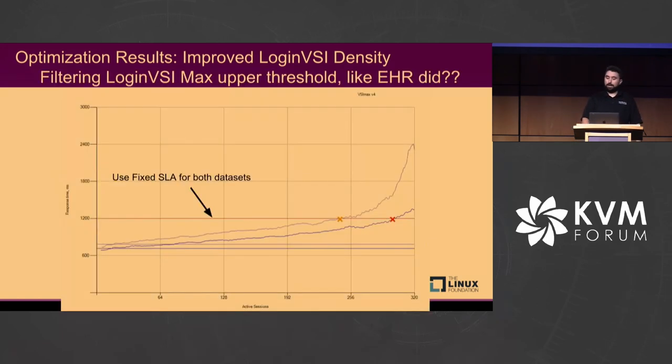awesome. And the other thing we looked at is, let's take away some of the automated ceiling stuff that this benchmark does and use a fixed SLA, kind of like the EHR benchmark does. So instead of having the SLA up at like 1,800 milliseconds, we set it at 1,200 milliseconds for this response time, this benchmark. And you can see the difference there quite a bit.